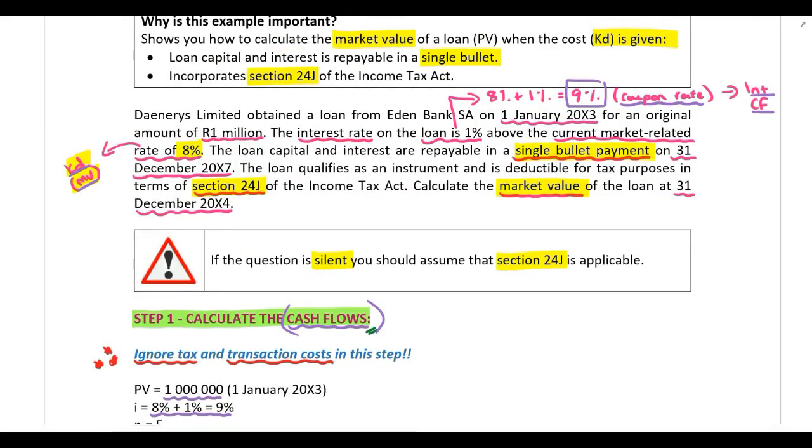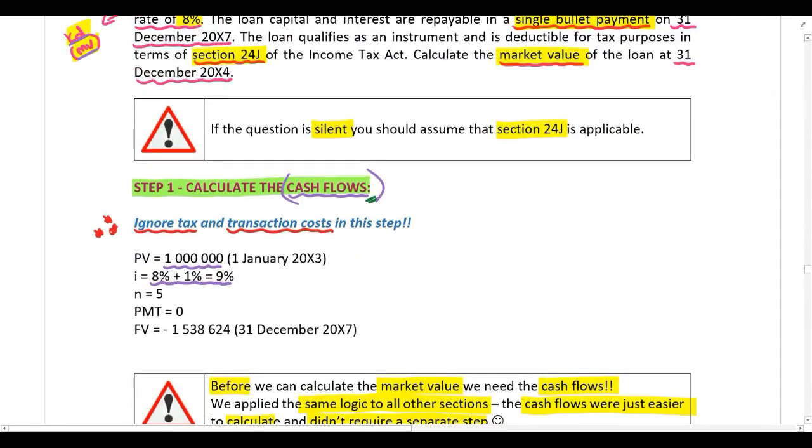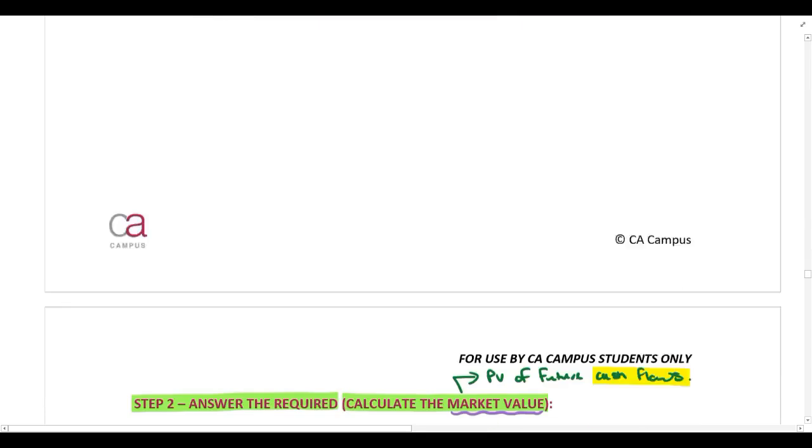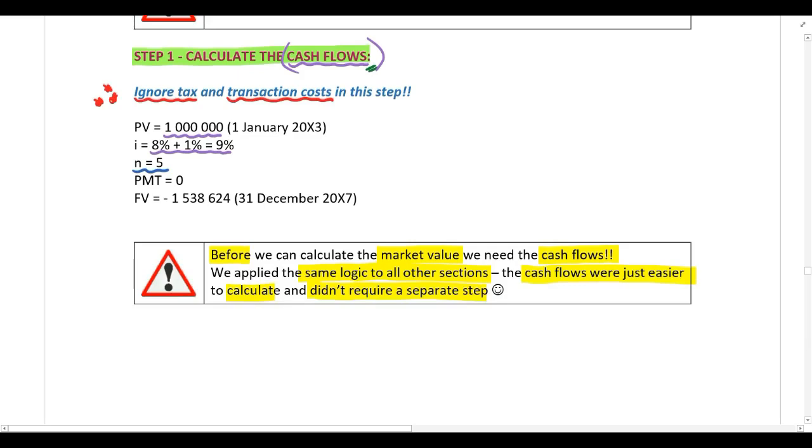Then, the company enters into this loan agreement on the 1st of January 20X3, and everything is repayable in a single bullet payment on the 31st of December 20X7. So guys, the full period of the loan is 5 years. Please note in step 2, when we are calculating the market value, we are only going to look at future cash flows. However, in step 1, when we are calculating our cash flows, you look at the full loan term.